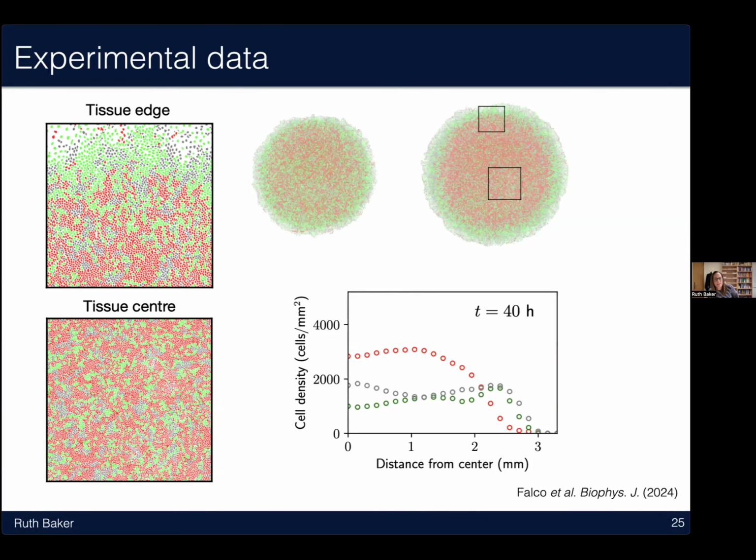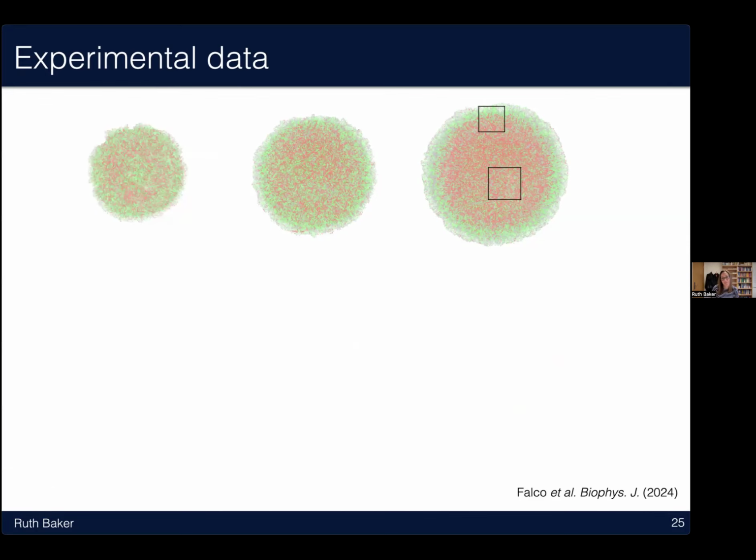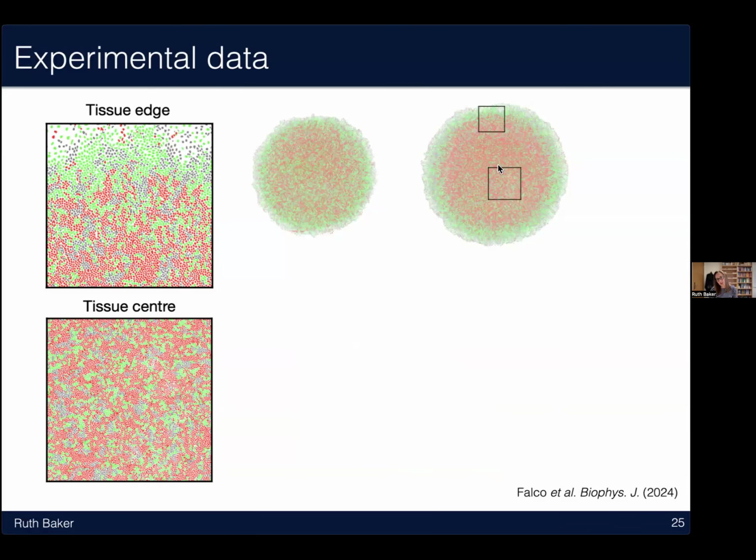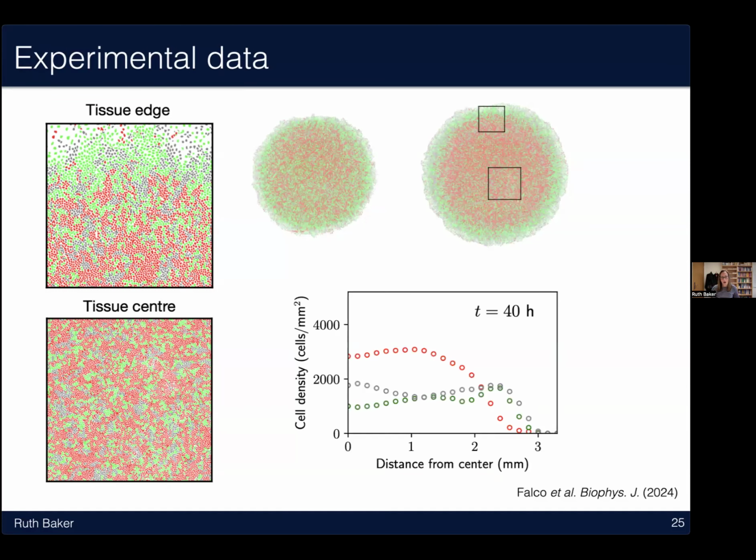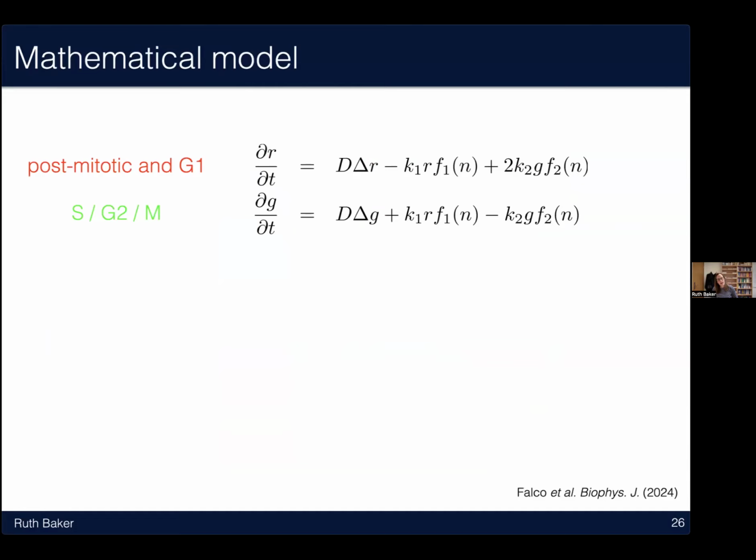Now, one of the first things that Carlos noticed when he tried to apply the previous model to this data set was that it just didn't fit. This real spatial structure that's very apparent in this experimental data just couldn't be predicted using the previous model that we had. So it became apparent quite quickly that we didn't only need regulation of transitions from SG2M back into G1, so regulation of actual mitosis and proliferation.